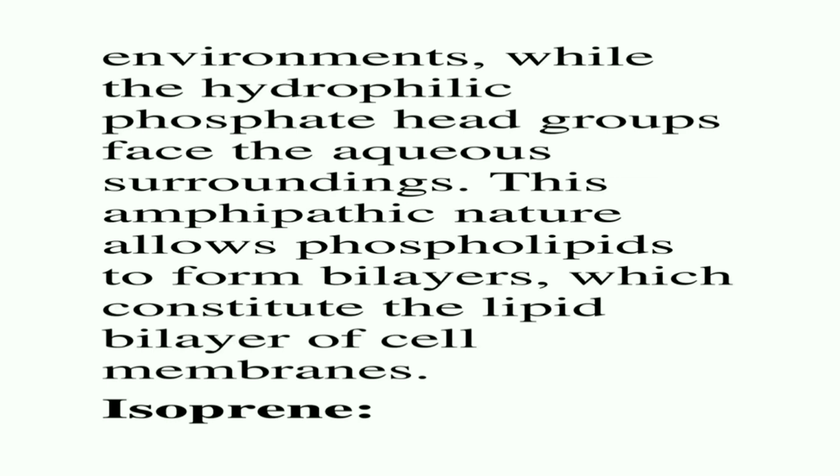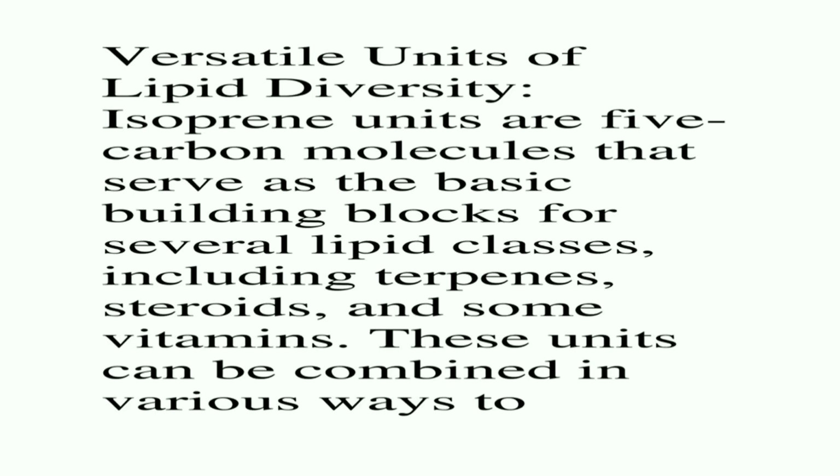Isoprene. Versatile units of lipid diversity. Isoprene units are 5 carbon molecules that serve as the basic building blocks for several lipid classes, including terpenes, steroids, and some vitamins. These units can be combined in various ways to produce a wide range of lipid structures with diverse functions.